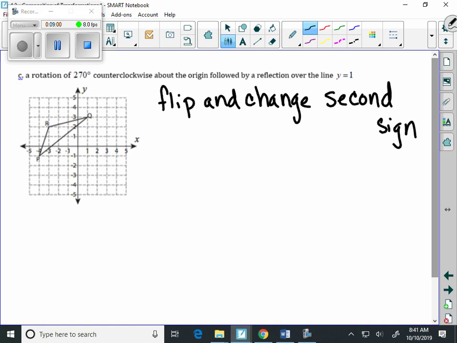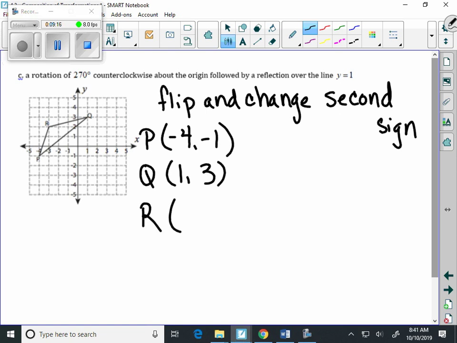So let's list our ordered pairs. P is -4, -1. Q is +1, +3. And R is -3, -2. By the way, you don't have to list them in alphabetical order. I just oftentimes do. You just need to list all 3 of these if you do the flip and change the second sign.